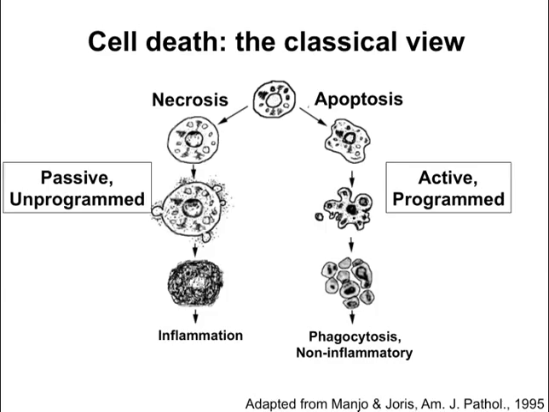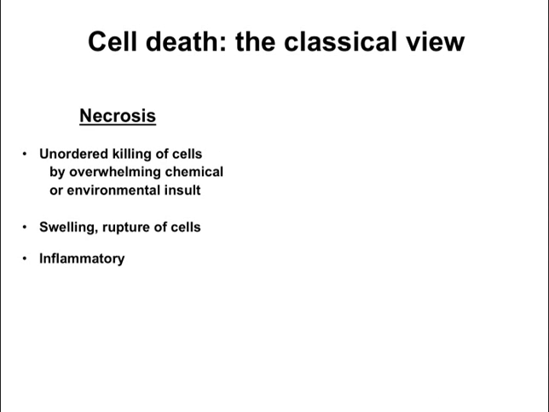And I'm going to start by presenting the classical view of cell death. This is how we used to think cell death worked: as a dichotomy, in which cells could die in one of two ways. They could either die by the passive, unprogrammed process of necrosis, or by a programmed form of cellular suicide called apoptosis. Necrosis we think of as the unordered killing of cells by an overwhelming chemical or environmental insult. So think things like pouring bleach into your cells in tissue culture, freeze-thaw, toxins, things of this nature.